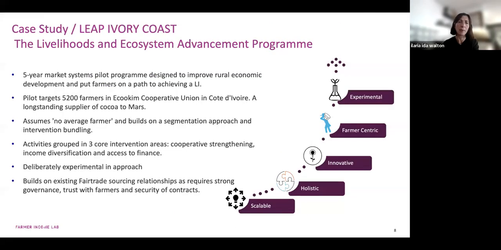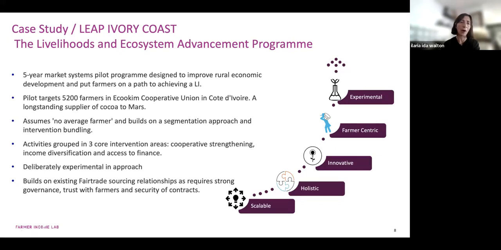I would like to say a little bit more about the cocoa program called LEAP that we started in partnership with the Fairtrade Foundation last year. And this program puts in practice those learnings. It's called the Livelihoods and Ecosystem Advancement Program. It is aiming to reach about 5,000 farmers in the Ecocrim Cooperative Union in Côte d'Ivoire. They've been a long-standing supplier of cocoa to Mars over 5 years. We do have a long-term volumes commitment with them as well.